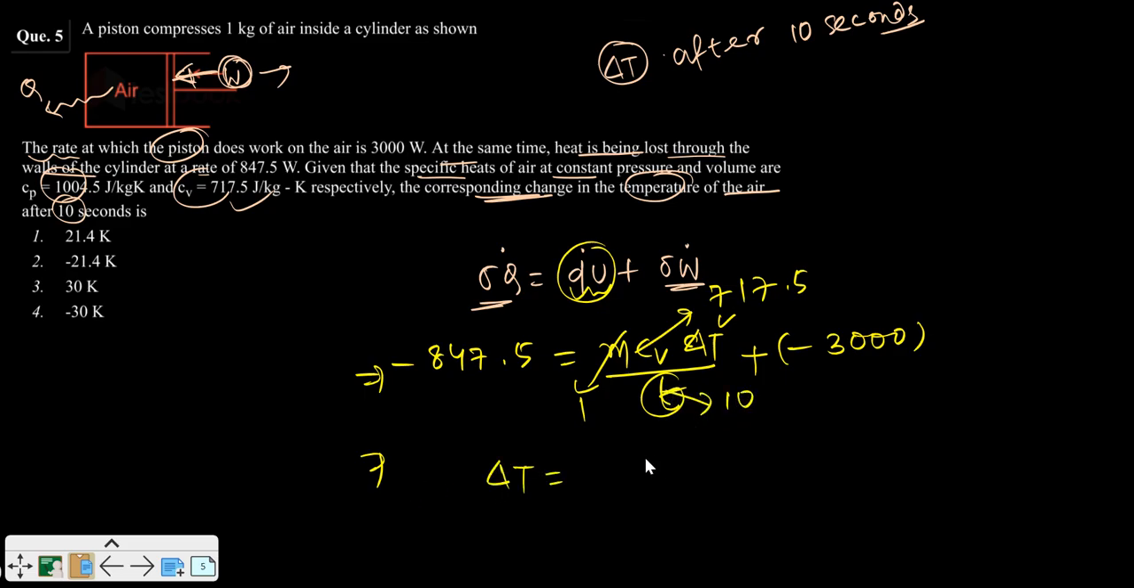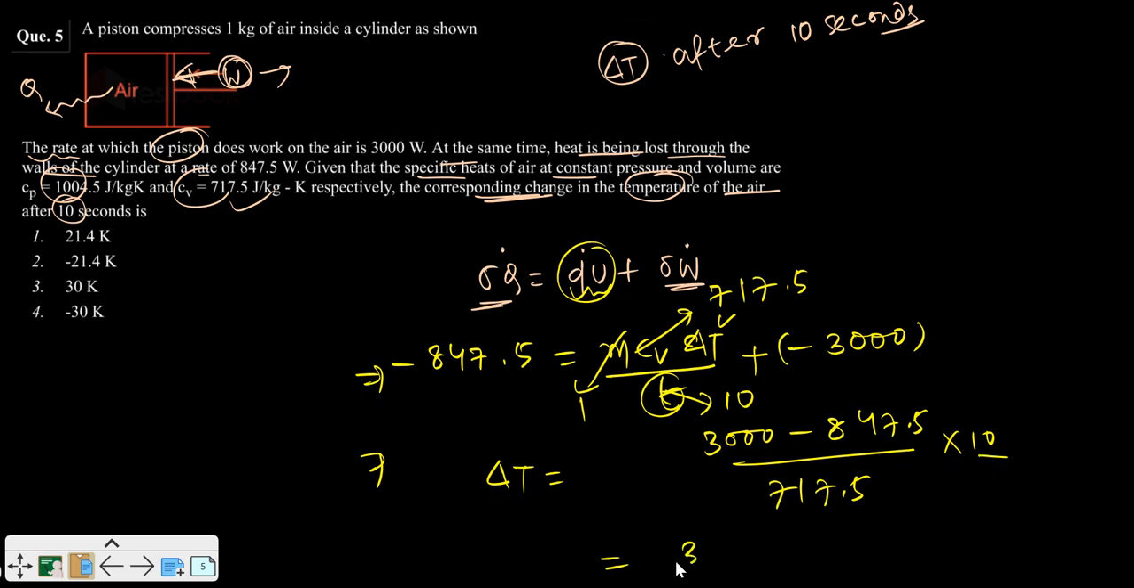So del T will be equal to what? 3000 minus 847.5 divided by 717.5 into 10. So if we do this calculation, 3000 minus 847.5 divided by 717.5 into 10, we are getting 30 Kelvin, right? So option number 3 will be the correct answer for this question. 30 Kelvin will be the correct answer for this question.